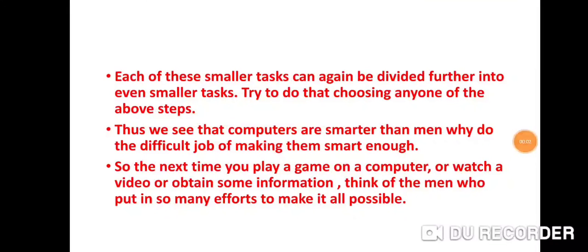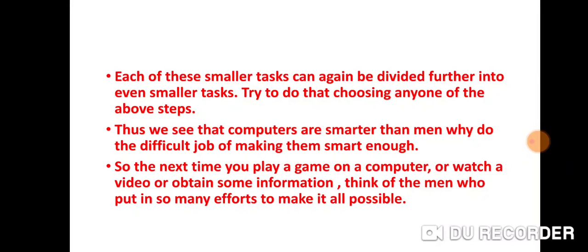Each of these smaller tasks can again be divided into even smaller tasks. Try to do that by choosing any one of the above steps. Thus, we can see that computers are not smarter than men. Why do the difficult job of making them smart enough? So, the next time you play a game on a computer or watch a video or obtain some information, think of the men who put in so much effort to make it all possible.